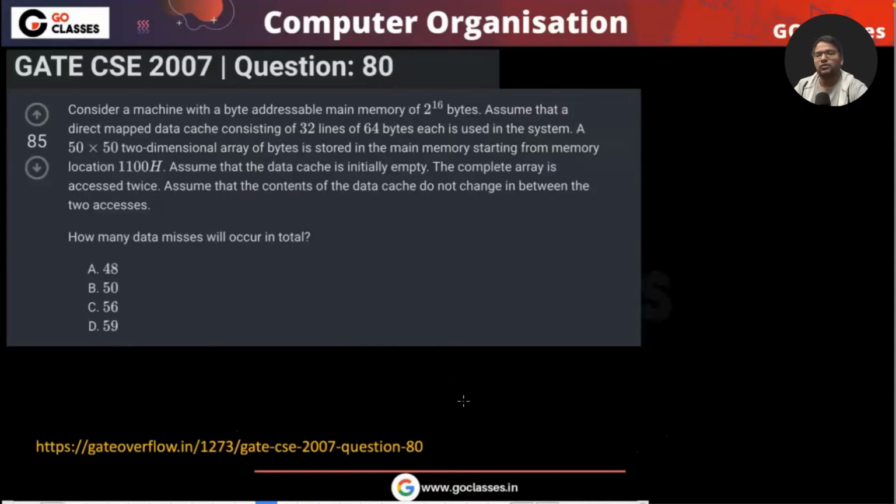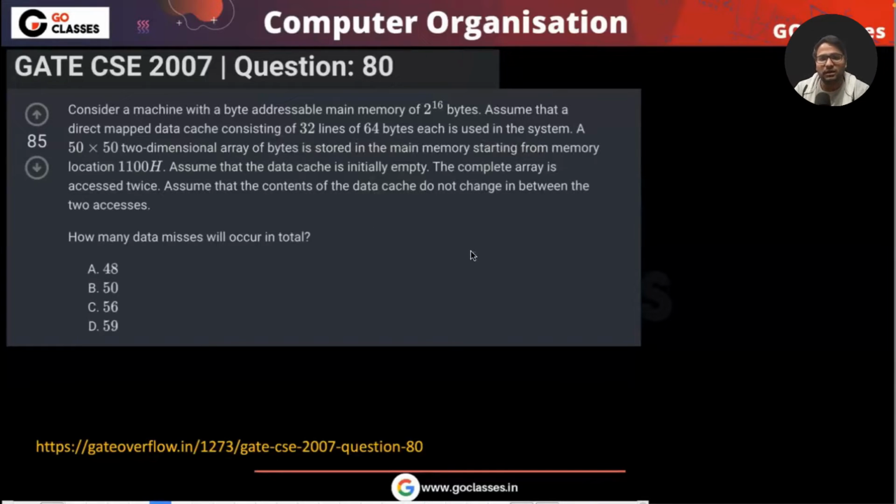Let's now solve this question. This is also quite a good question, which has got 85 upvotes. Let's see how we can solve it. They're saying, consider a machine with a byte addressable main memory, which is having 2 power 16 bytes. Assume that a direct map data cache consists of 32 lines of 64 bytes that are used in the system.